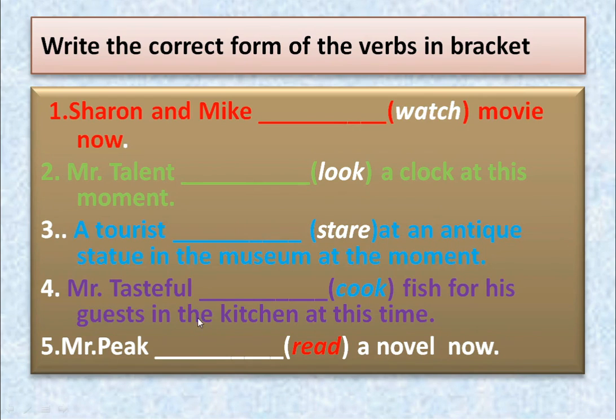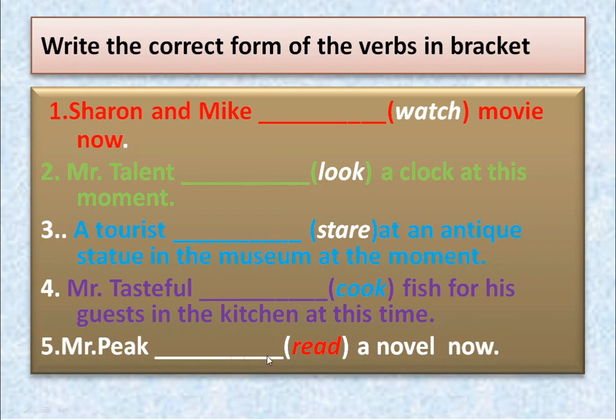Similarly, Mr. Tasteful dash cook fish for his guests in the kitchen at this time. Look at this phrase, at this time. Look at the adverb of time, the action is going on at the time of speaking. Therefore, Mr. Tasteful is the third person singular number. Therefore, we use Mr. Tasteful is cooking fish for his guests in the kitchen at this time.